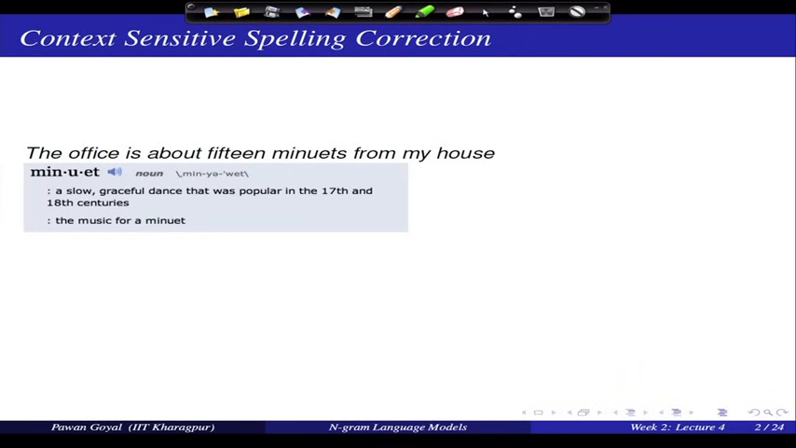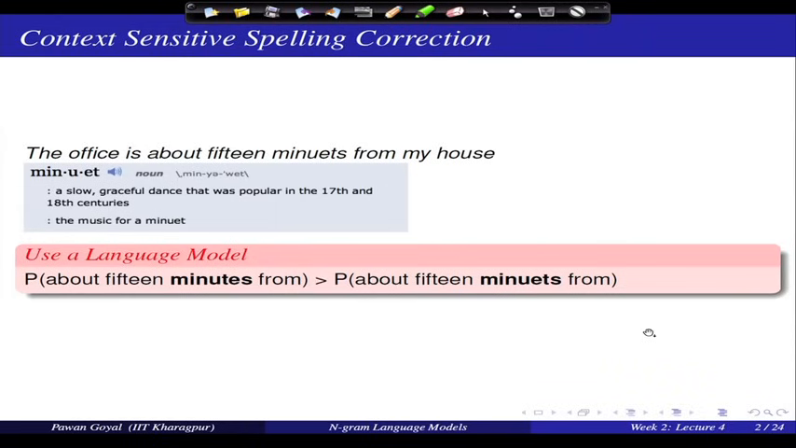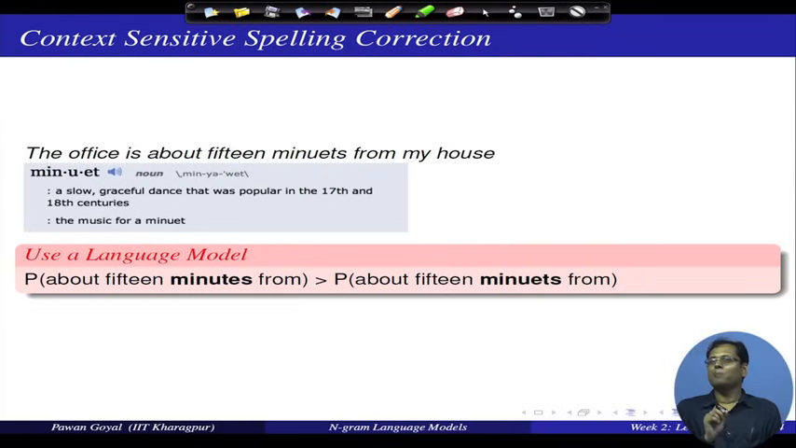So now that means I cannot easily detect that this is the incorrect word by using some isolated word error correction. So I should be using the context for that. So I will try to use some sort of language model to say that the probability of this utterance, about 15 minutes from, is higher than the probability of the utterance, about 15 minuet from. If you observe these two utterances, you can yourself see that the first one should be more probable. But how do we formally define these probabilities, and what is the model that we use for that? That's what we will be seeing in language modeling.